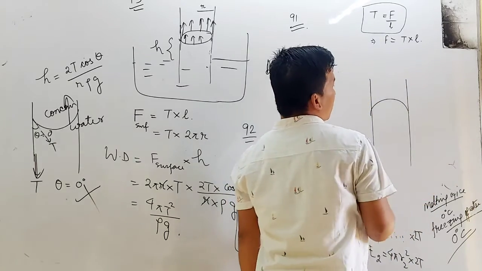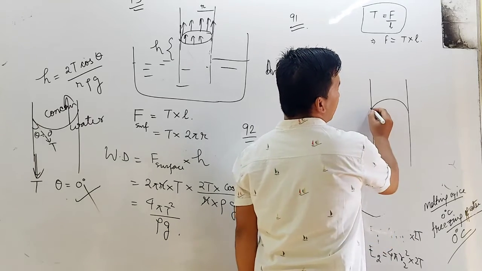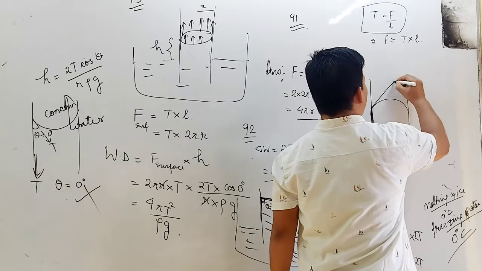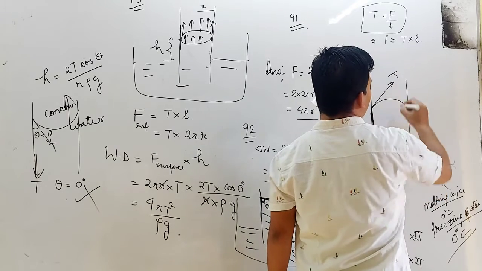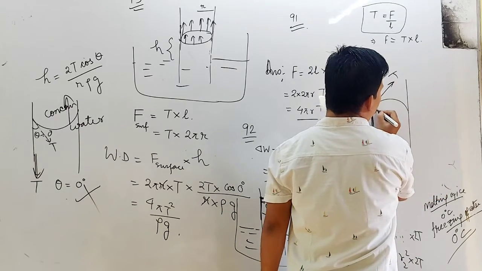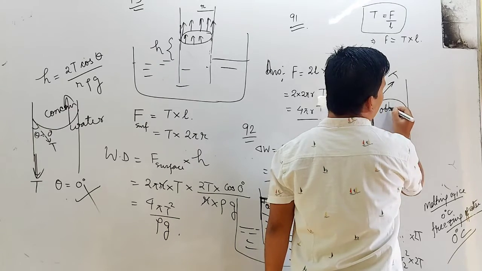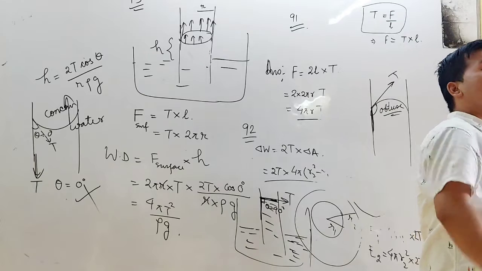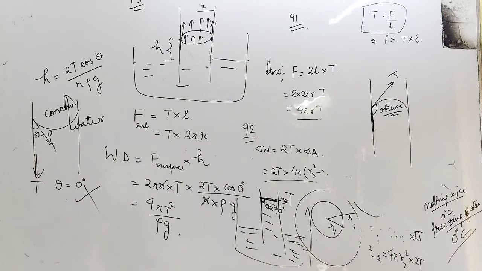This is the wall, and the surface tension will act along this direction. This is surface tension T. So what will be this angle? This angle will be an obtuse angle. With an obtuse angle, your meniscus will be convex in nature.